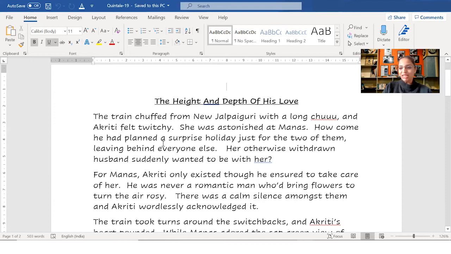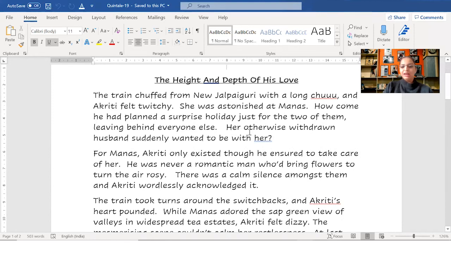And Akriti felt twitchy. Twitchy is uncomfortable or a little nauseous, what you call. So she was astonished as Manas, how come he had planned a surprise holiday for the two of them, just for the two of them, leaving behind everyone else? Her otherwise withdrawn husband suddenly wanted to be with her. For Manas, Akriti only existed, though he ensured to take care of her. He was never a romantic man who'd bring flowers to turn the air rosy. There was a calm silence amongst them, and Akriti wordlessly acknowledged it.